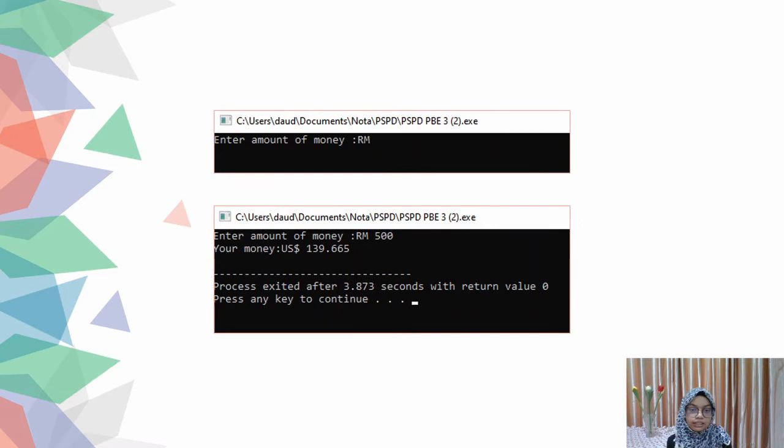And you will get 139 US dollar for 500 ringgit.